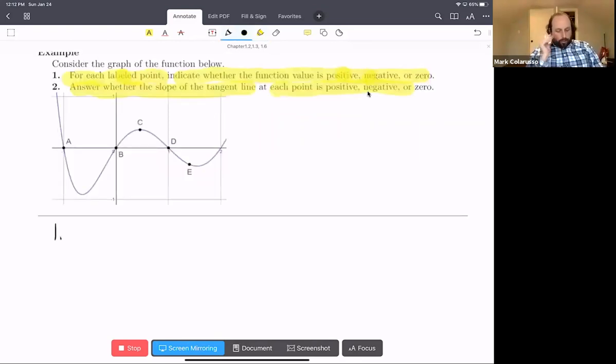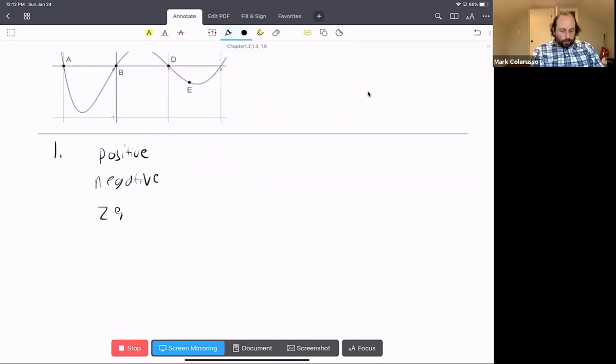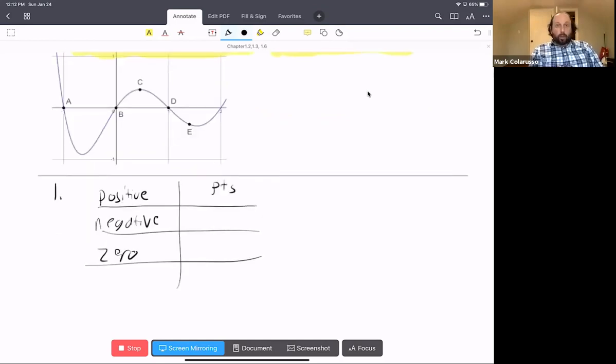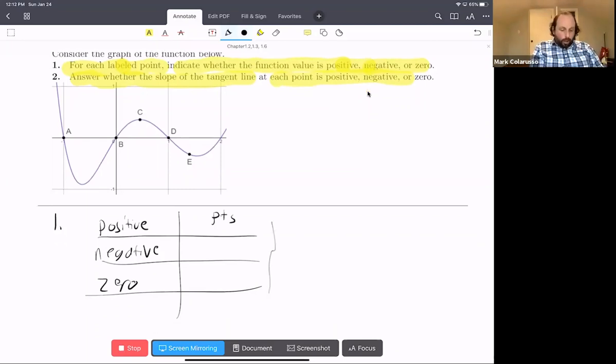So where is the positive? So let me just make a column here. So we'll say positive, negative, 0, and points. A little table. Okay. So what we're going to do is try to figure out, for each of these points, if the function value is positive, negative, or 0, and we'll put these points in this column, okay? So function value. So we just need to look at these points. Are they on the x-axis? Are they above the x-axis? Or are they below the x-axis?